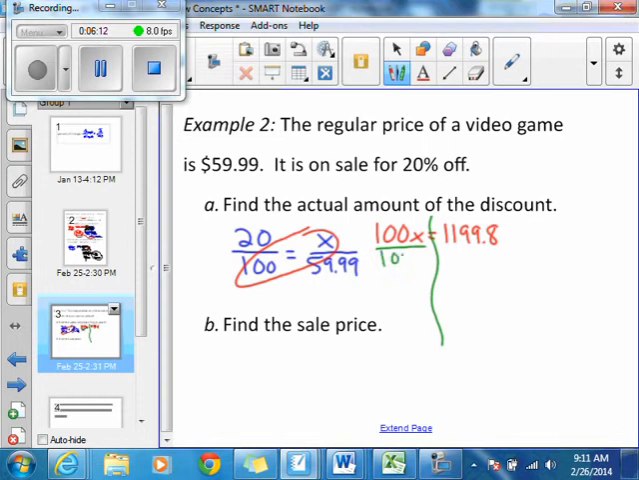Go ahead, divide both sides by 100, which moves the decimal point 2 places to the left. So that gives us 11.998. Now the question's asking us to find the amount of the discount. So how much money are we taking off? So that's $11.998. However, that doesn't make sense. The cashier's not going to tell you, you owe me $11.99, 0.8 more, okay? No, they're not. So we're going to have to round that to 2 decimals. This 8 bumps this up, so this actually rounds all the way up to $12. So it is a $12 discount.